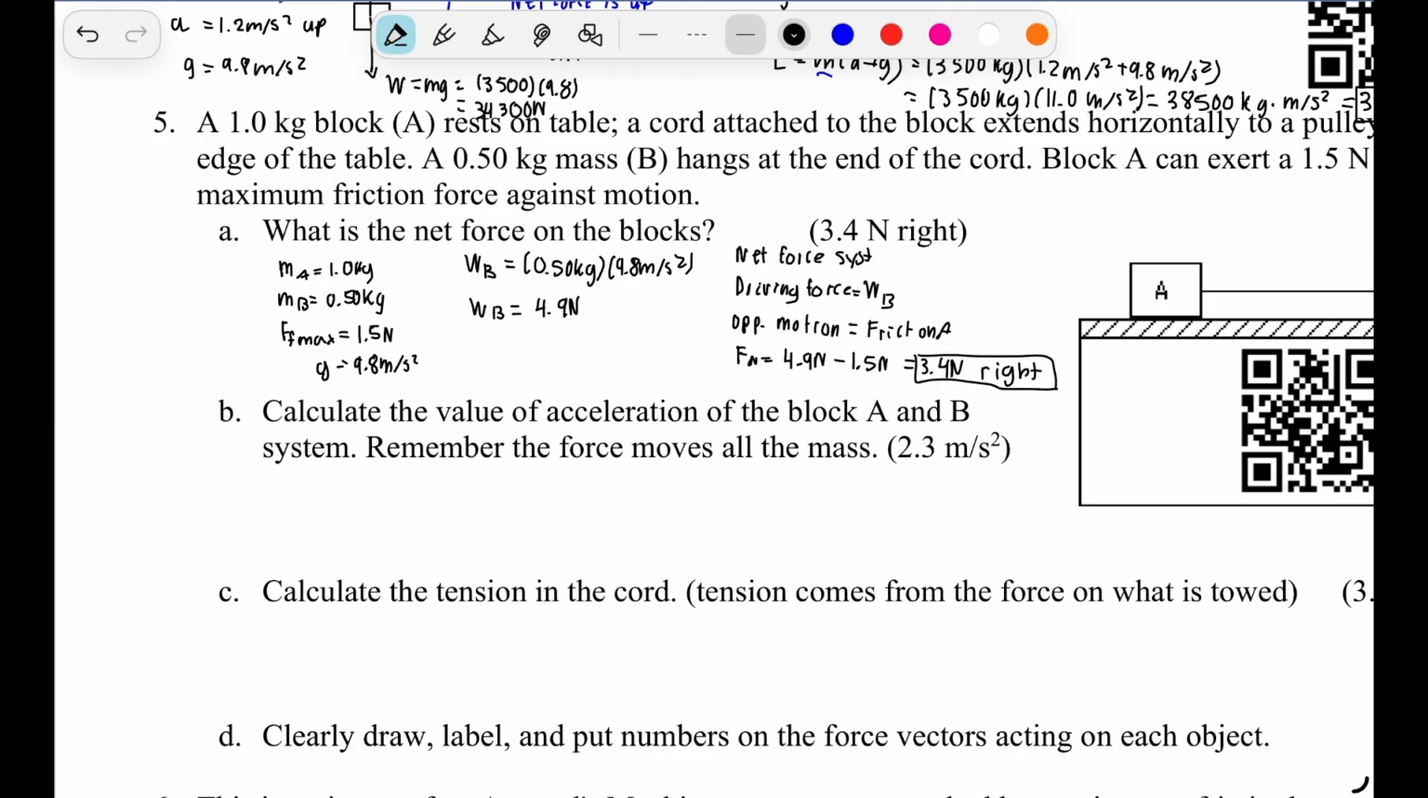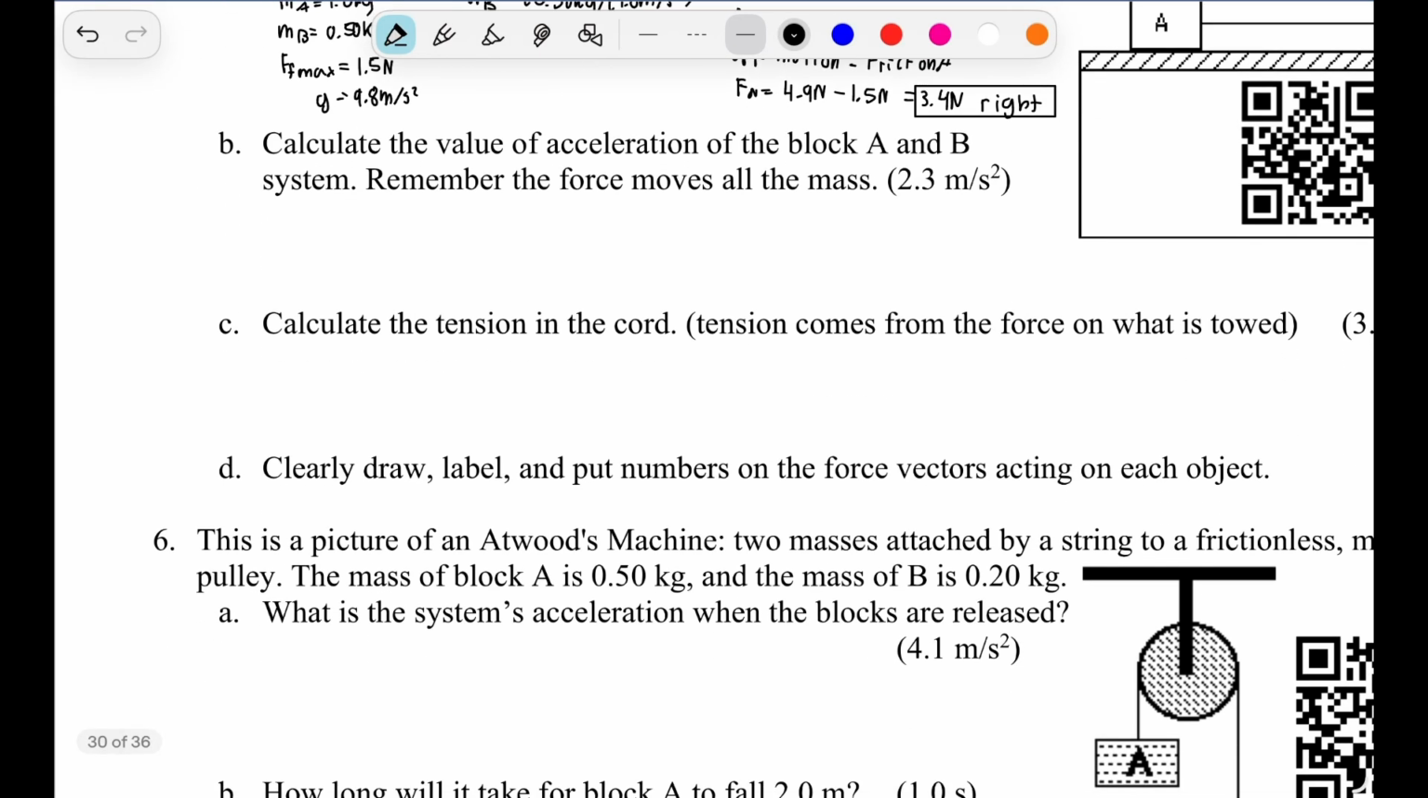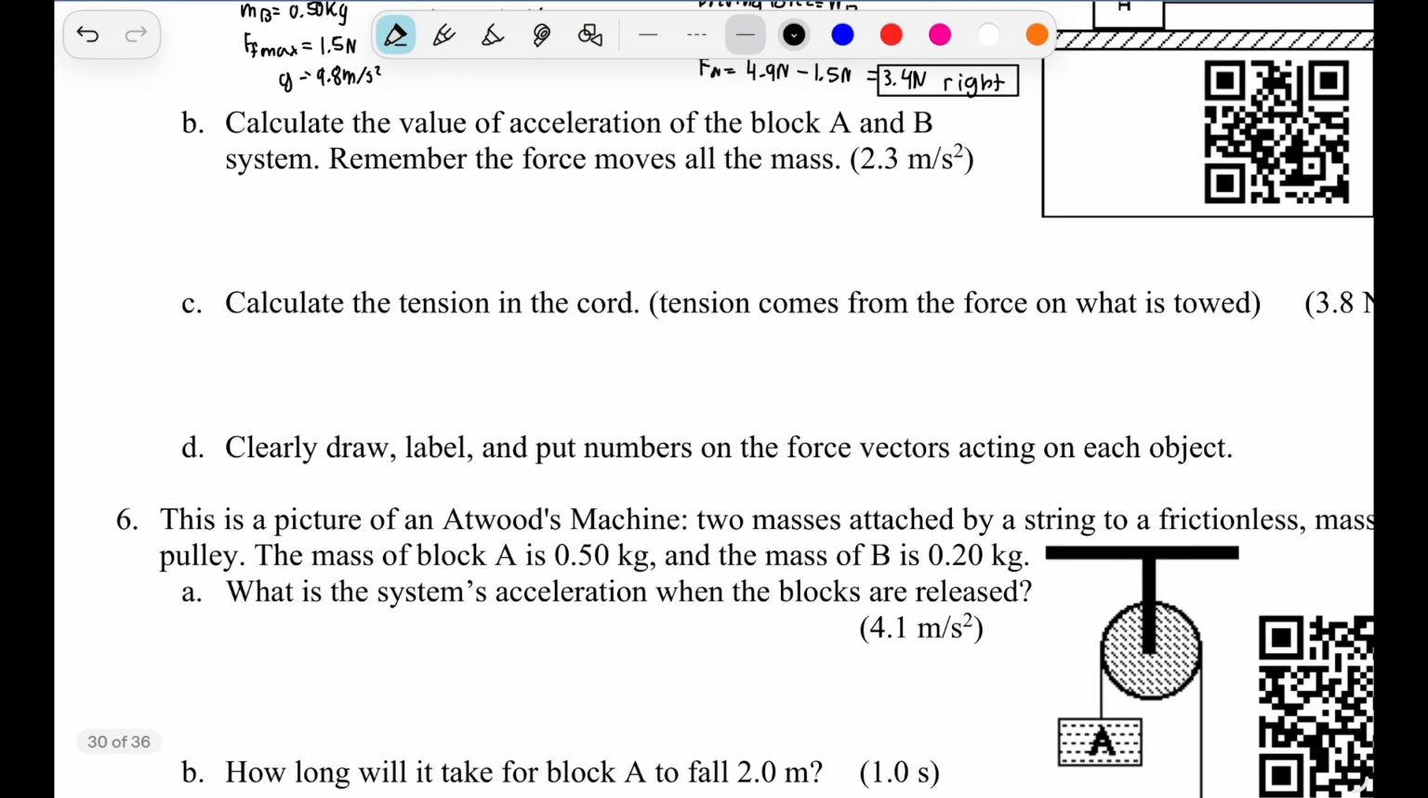If we define our positive as right and our negative as left, and our positive y as up, calculate the value of the acceleration of blocks A and B of the system. Remember, the force moves all of the mass. So, in order to calculate the acceleration of the system, we know that m total is going to be all of the mass. That's going to be 1 plus 0.50. Now, that is 1.5 kilograms.